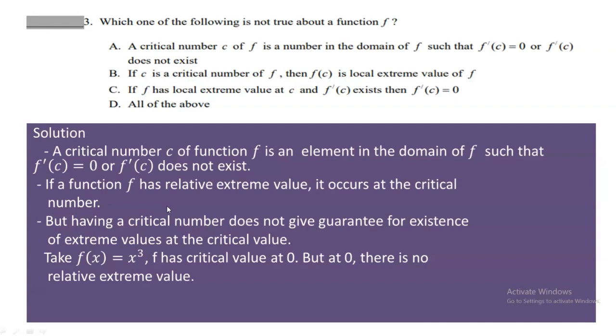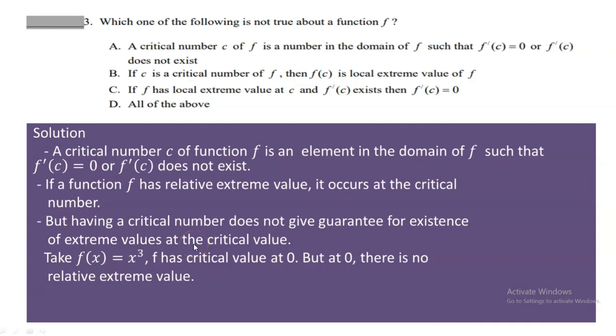For example, take f of x equals x cubed. The critical value here is 0 because the derivative of f with respect to x is 3x squared, and 3x squared is 0 at 0. So even though 0 is a critical number, we don't have a relative extreme value at 0.